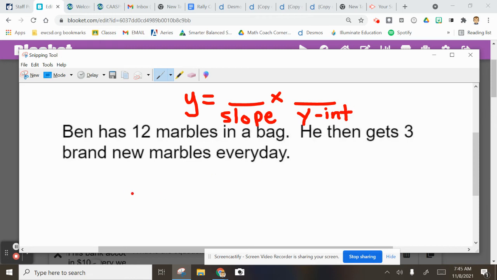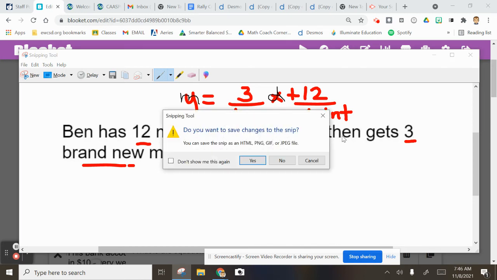So let's read this question. Ben has 12 marbles in a bag. He then gets 3 brand new marbles every day. Well, what did he start with? Ben has 12 marbles in a bag. He then gets 3 brand new ones every day. We could even change this x to a d for day. You guys got to start getting used to seeing different letters. All of this equals 12 marbles plus 3 new ones every day, and all of that equals how many marbles he has as well. Let's go. You got this.